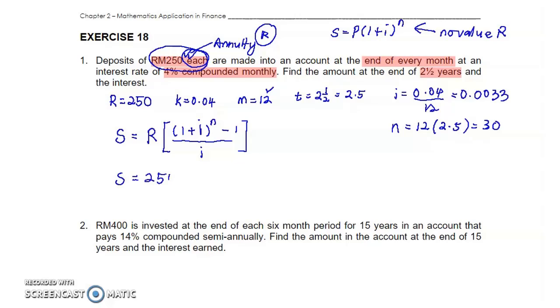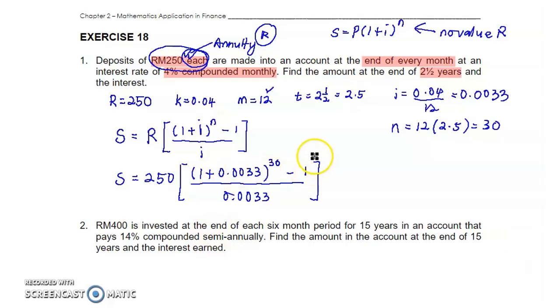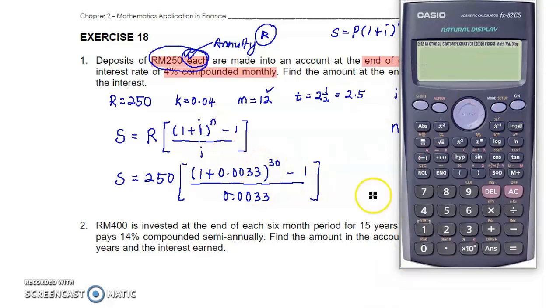R, 250, multiplied by (1 plus I), so I is 0.0033, to the power of n, so n is 30, minus 1, divided by I, 0.0033. Okay, calculate the value in the bracket first. So I do this part first. 1 plus 0.0033 is 1.0033. So you can directly press your calculator to save time.